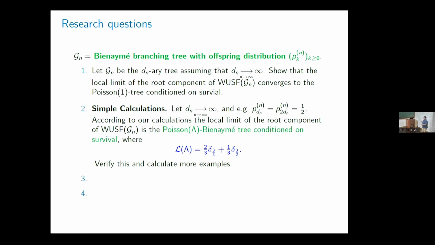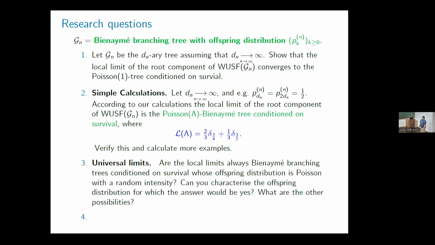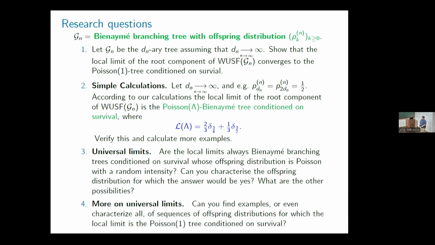And once you have a lot of examples, you probably also have conjectures, and you might think about universal limits. You might think about under which conditions on these offspring distributions you obtain a branching tree with Poisson offspring distribution and random intensity conditioned on survival. And if it's not always possible, you might think about what else could happen. And you can, of course, also think about whether the D-regular tree is the only one where the random intensity is deterministic, namely 1, or whether there are other models where you reach this deterministic intensity, and also try to characterize the sequence of these offspring distributions.